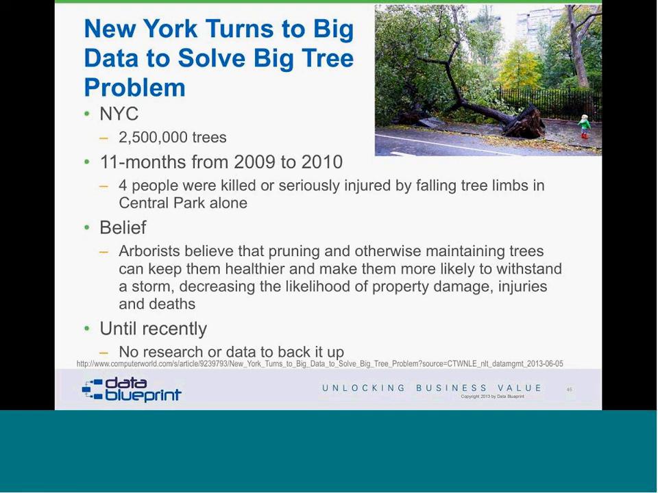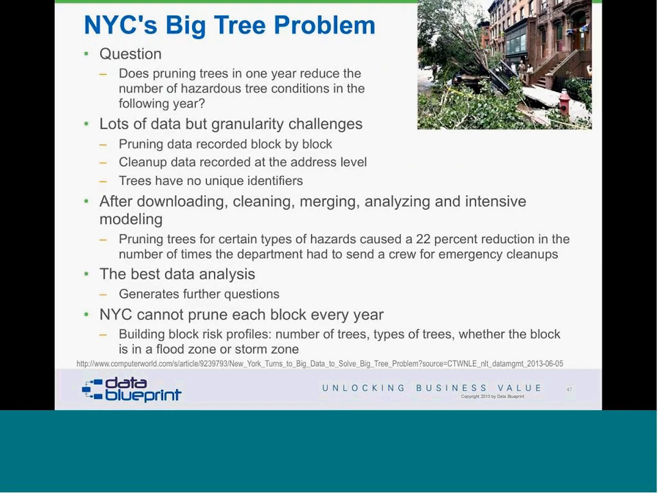So there's an interesting belief that the people in New York City have, and arborists everywhere, that pruning and maintaining trees can keep them healthier and make them more likely to withstand a storm, decreasing the likelihood of property damages, injuries, and deaths. Until recently, there was virtually no research or data to back it up. It's wonderful to have a theory, but it helps a whole lot better if you have some data. So they took a look at this and said, wow, another question.